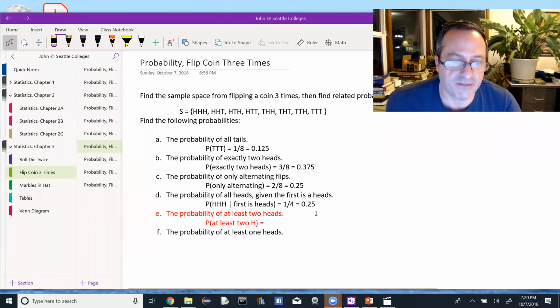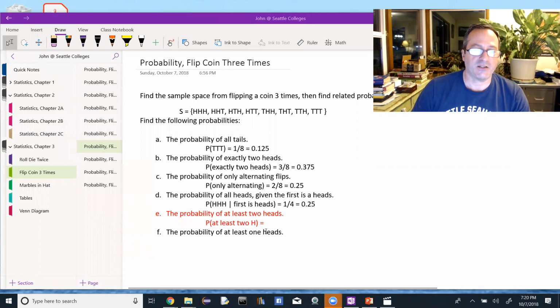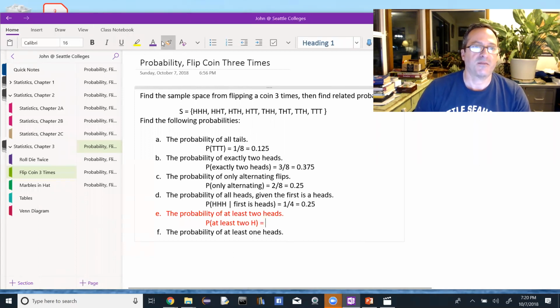The last one, 1 out of 4. Next one, probability of at least 2 heads. If I look at my sample space, I'll just go through and count how many of them have at least 2 heads. Well, that one has 3, so that's more than 2. That has at least 2. That has 2. That also has 2. So there's 3. That only has 1. This one has 2. That has 1. That has 1. That doesn't have any. So it looks like it's 4 out of 8, or 0.5.